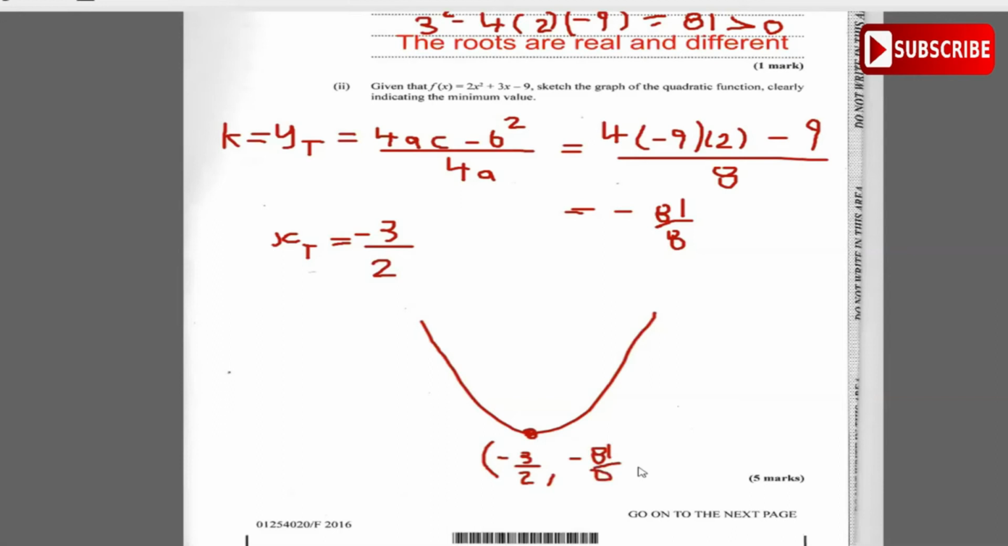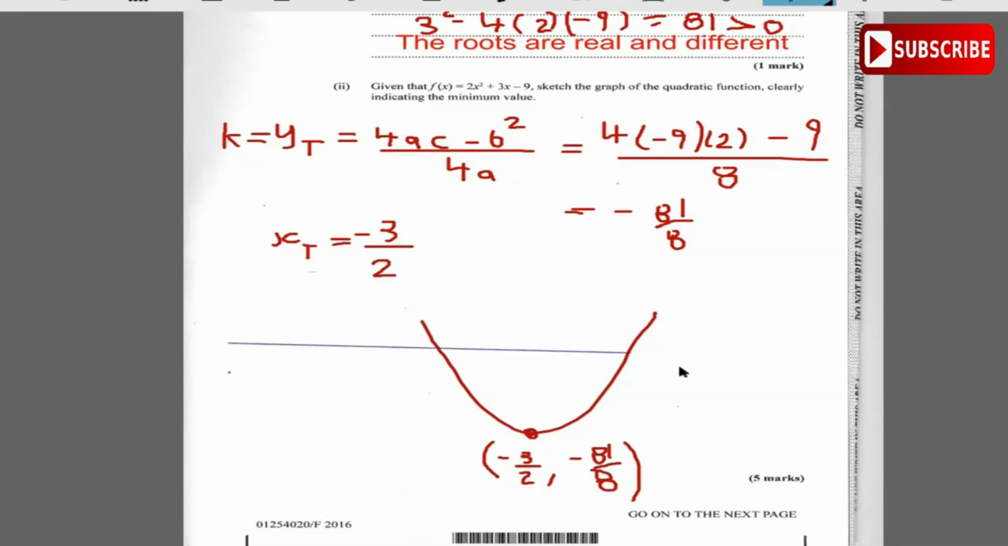Now you might wonder, so sir, hold on there, where is the x and y axis? Just relax. Always put the minimum point first. You can sketch the x and y axis after. For example, you know this is negative 3 over 2, right? So the origin, which is at 0, would be to its right, and then negative 81 over 8 is a negative y value, and so the origin would be somewhere up here.